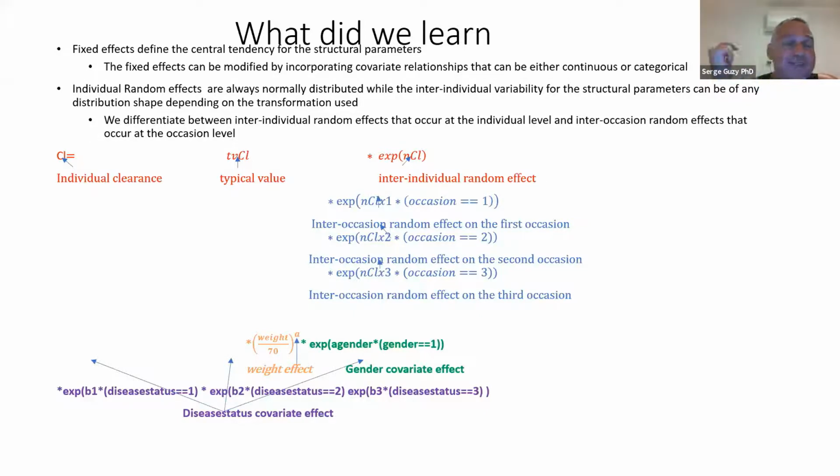Again, I used clearance just as an example, but all that I'm telling you about clearance applies to any of the other ones. For example, clearance can have between subject variability, okay? But bioavailability, for example, maybe can be the same for each individual. Then you will not have between subject random effect, neither within subject random effect. And maybe bioavailability doesn't depend on weight, then A is equal to 0. And doesn't depend on the gender, then A gender is equal to 0. Okay? Then everything.